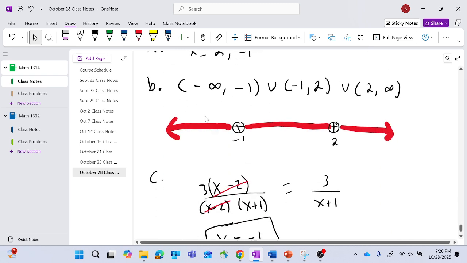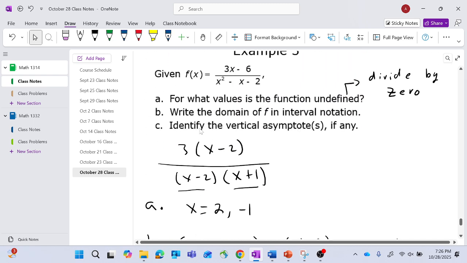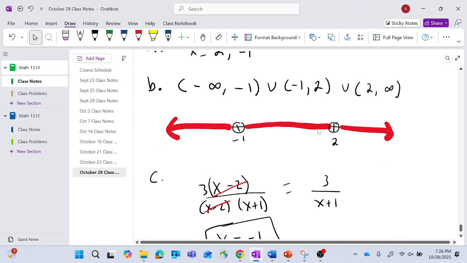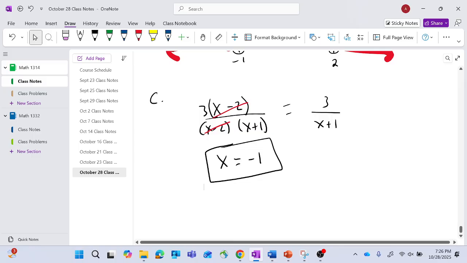The vertical asymptote, x equals. Oh, okay. I thought you were doing. No, vertical asymptote. Are we good? Okay.